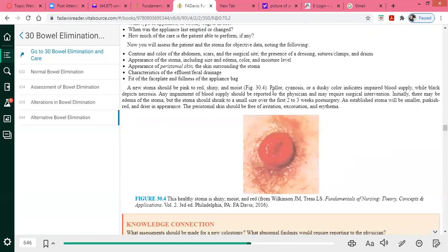When you are seeing stomas that are paler, you are seeing cyanosis where it's looking blue or dusky color, it indicates impaired blood supply. And if you're seeing black discoloration, it can be a sign of necrosis. And if you do not see a stoma that's pink, red, shiny, and moist, you want to report that to the physician.